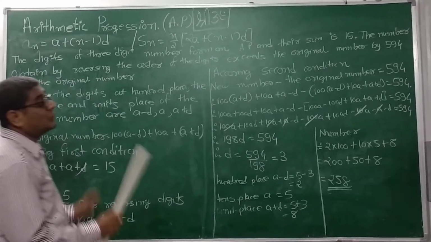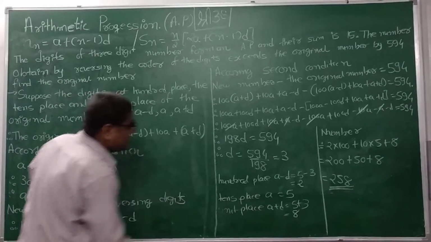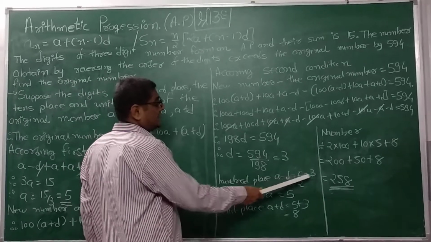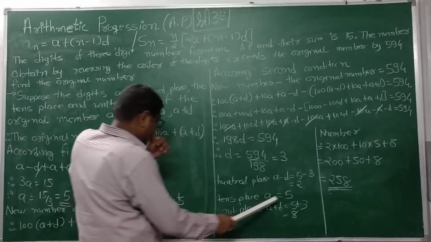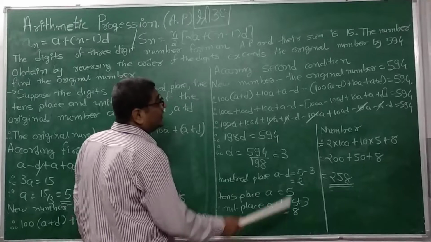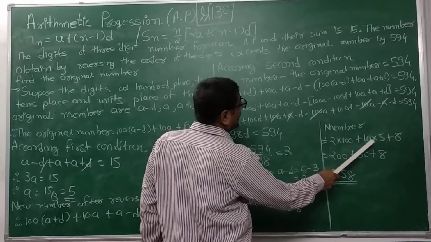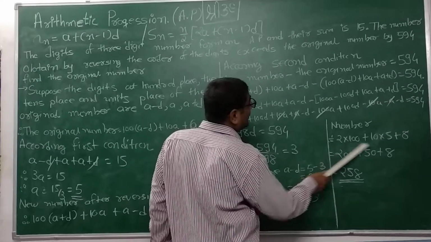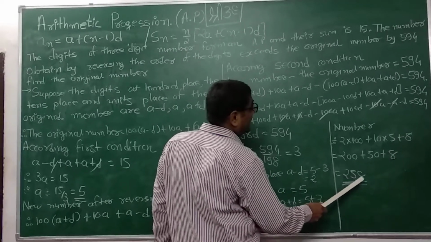So now in the original number, the hundreds place is a minus d. So a is equal to 5 and d is equal to 3. So a minus d is equal to 5 minus 3, that is 2. The tens place is a, so that is 5. And the unit place is a plus d, that is 5 plus 3, which is equal to 8. So the original number is equal to 2 into 100 plus 10 into 5 plus 8, so 200 plus 50 plus 8, that is 258 is the original number.